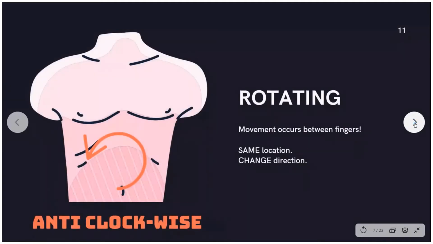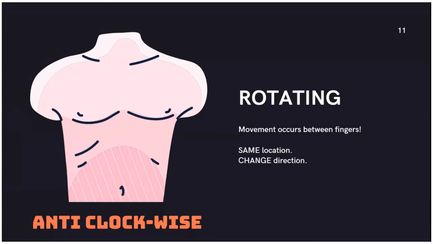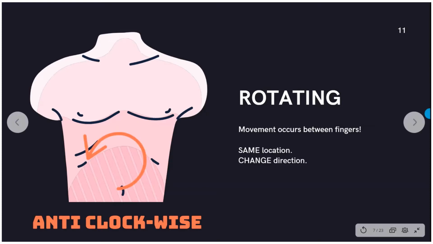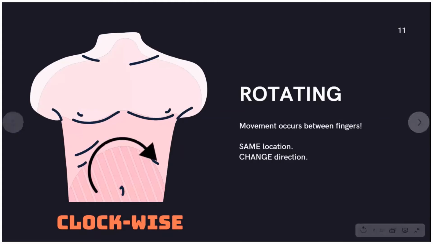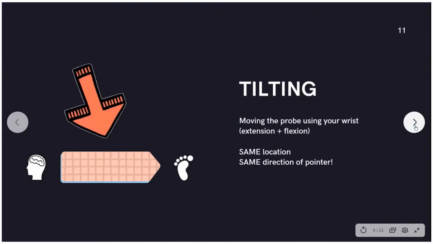So the first movement that you have to do is rotating the probe, and this occurs between your fingers. So you're going to rotate the probe between your fingers. You can do it clockwise or anti-clockwise. The probe remains at the same location, but the direction of the probe marker is changing. So try doing that between your fingers.